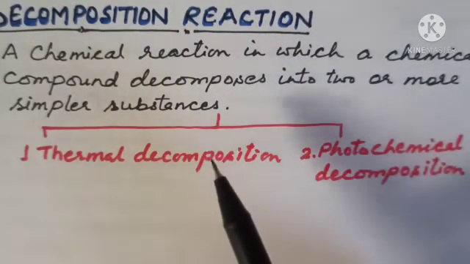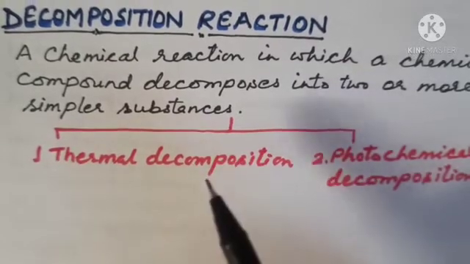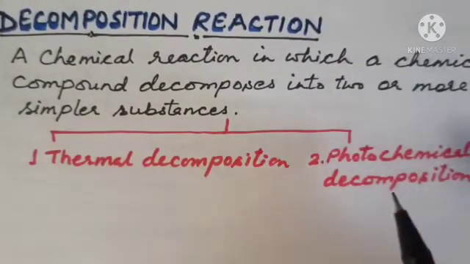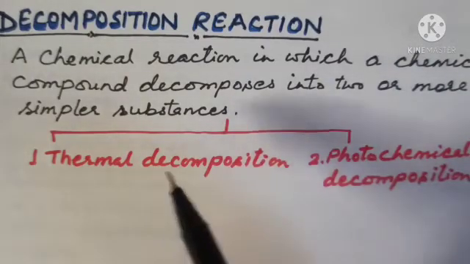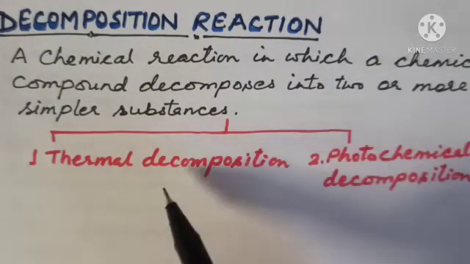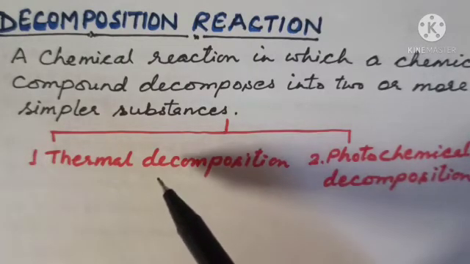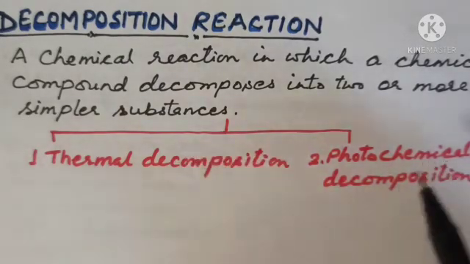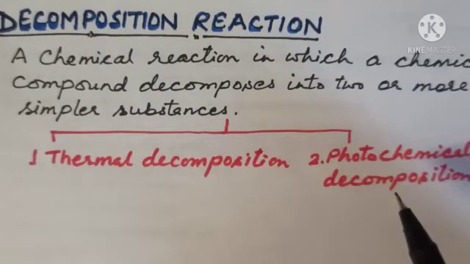There are two types of decomposition reactions. First is thermal decomposition and second is photochemical decomposition. Thermal decomposition reaction proceeds by using heat, and photochemical decomposition proceeds by using light, right?